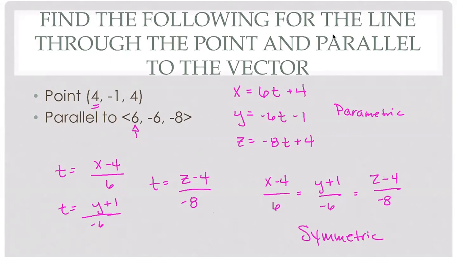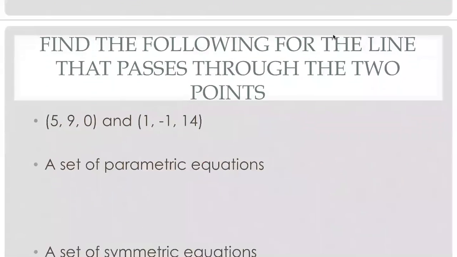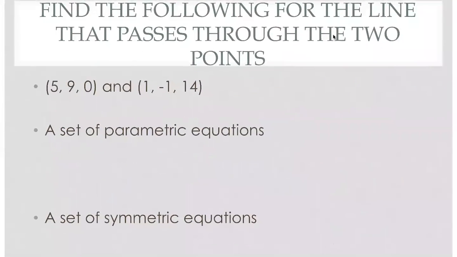The next example that we are going to do is if they give you 2 points. Really we're going to do the same process, but the first thing that we have to do is find our vector. So when they give us 2 points, we have to subtract to find our vector. So we're going to do 5 minus 1, which gives us a 4. 9 minus a negative 1 would give us a 10. 0 minus 14 is a negative 14.